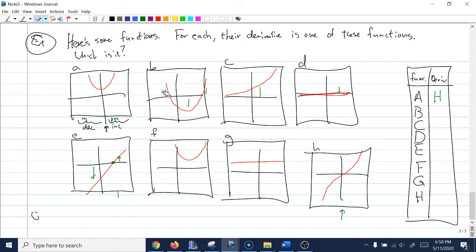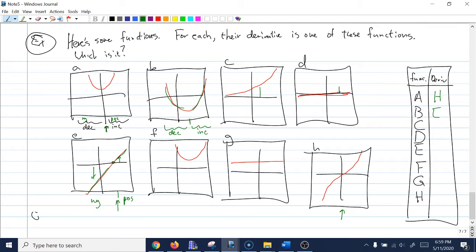What's going on with B? B is a function that decreases, then increases. Where does it switch? Somewhere here. We're decreasing, and then we're increasing. And we switch somewhere to the right of the x-axis at some positive number. Well, we notice this guy does that. He's negative, and then positive. This guy was decreasing, then increasing, and this guy is negative and then positive. So yeah, that'll be it. The derivative of B is E. None of the others have that right.